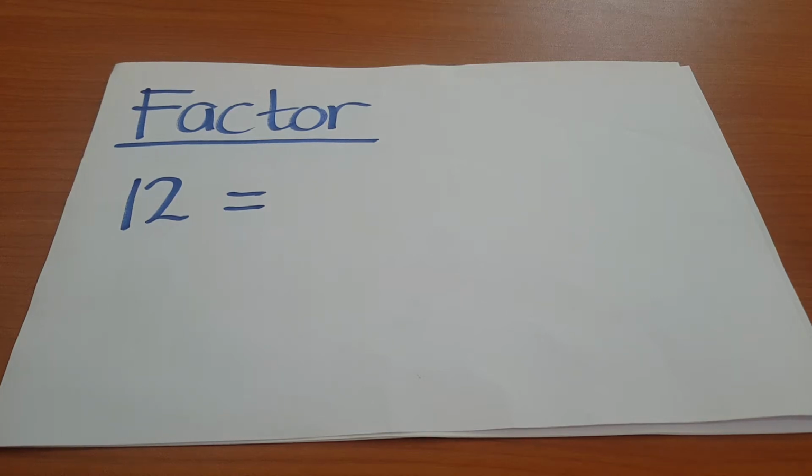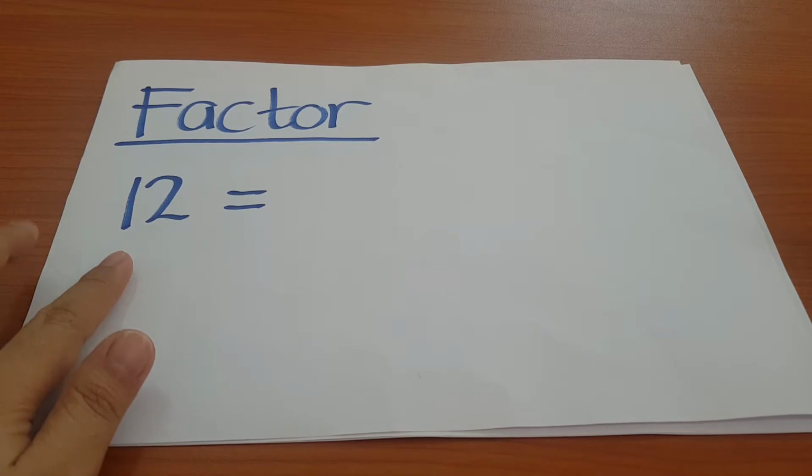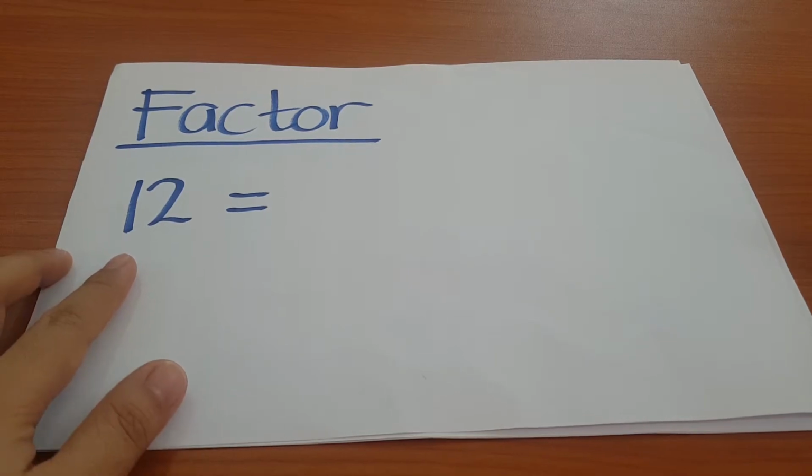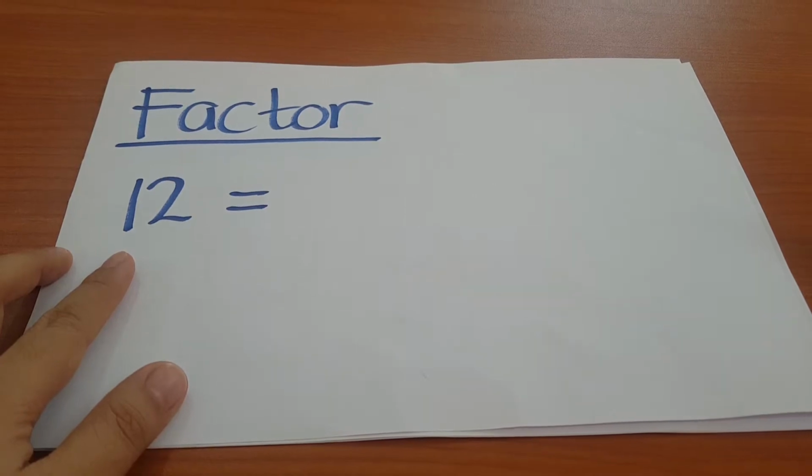So the next topic is on factorizing an expression. But first, we need to know what a factor is all about. There is an example here, which is 12. What do you think is a factor of 12? When you say 12, give me two numbers that when you multiply, the result is 12.